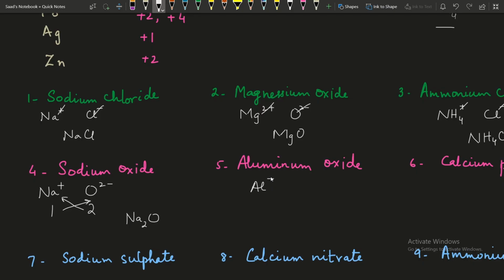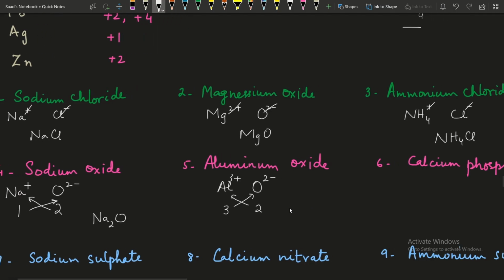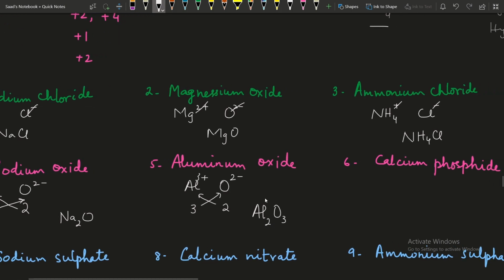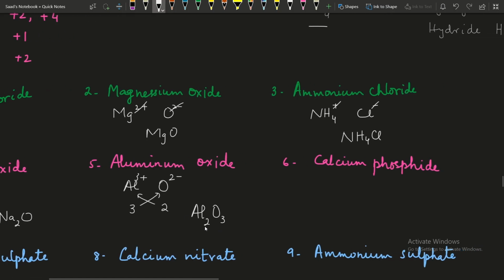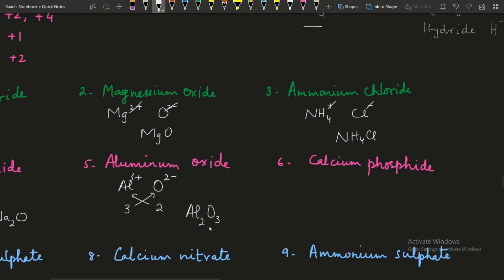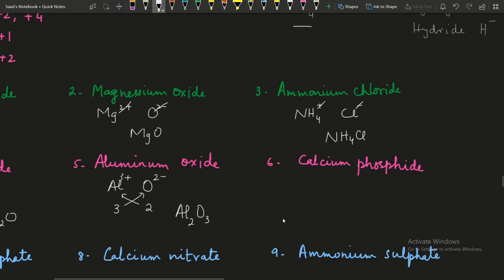Then the next one is aluminium oxide. Aluminium has a charge of positive 3 and oxygen is negative 2. So just write these numbers over here and swap them and then write them as their subscripts. The subscript of aluminium would be 2 and of oxygen would be 3. So it shows that in the formula there are two aluminium atoms and three oxygens.